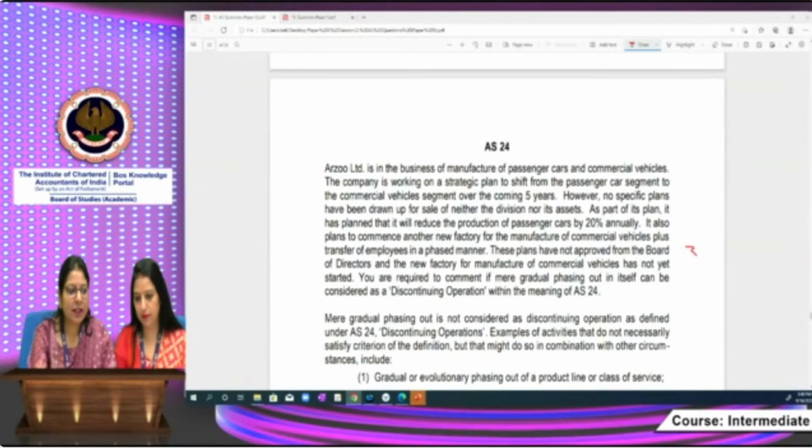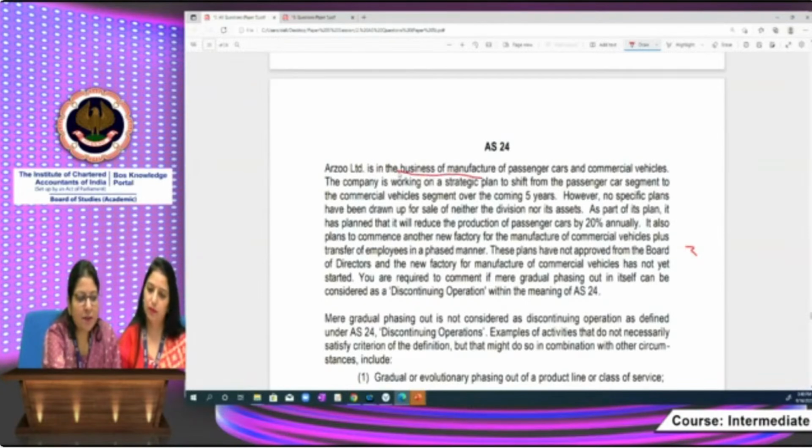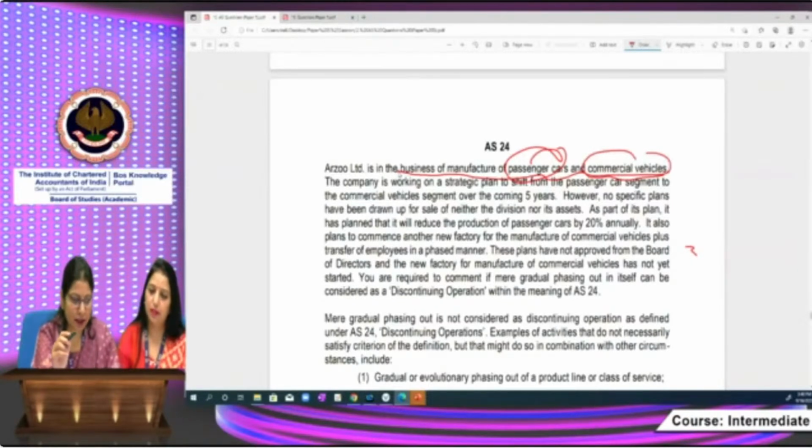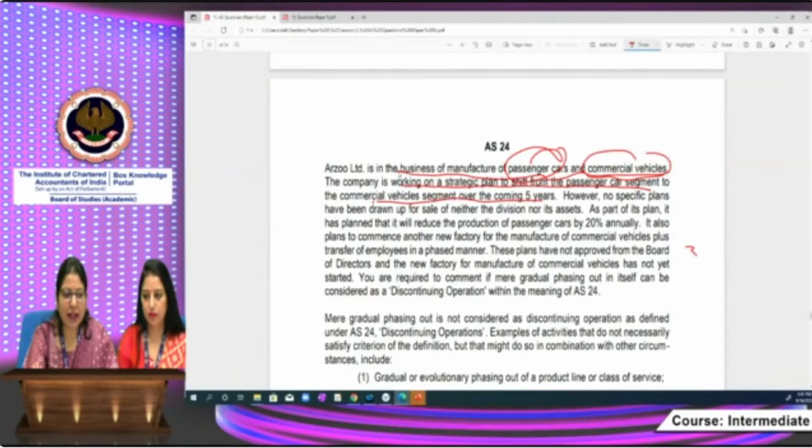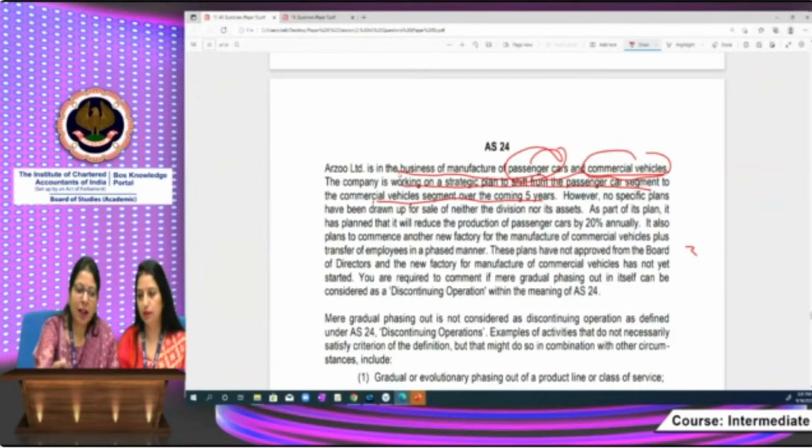The question says that the business of this particular entity is manufacture of passenger cars and commercial vehicles. So there are two segments. One is passenger cars and the other is commercial vehicles. Now the company is working on a strategic plan to shift from the passenger car segment to the commercial vehicle segment over the coming 5 years. It means the company is planning to discontinue the passenger car segment. One segment is going to be discontinued. The business does not want to continue it further. From this fact, we can say it's a discontinuing operation.